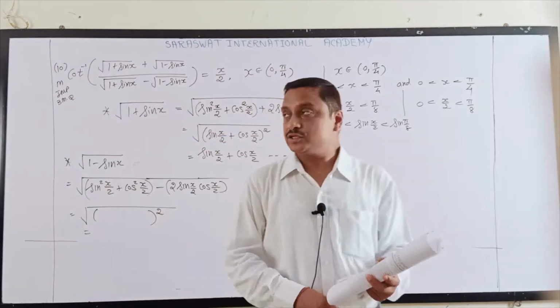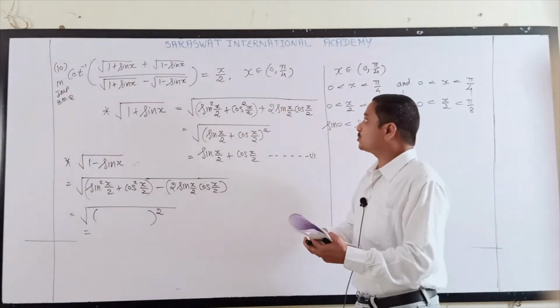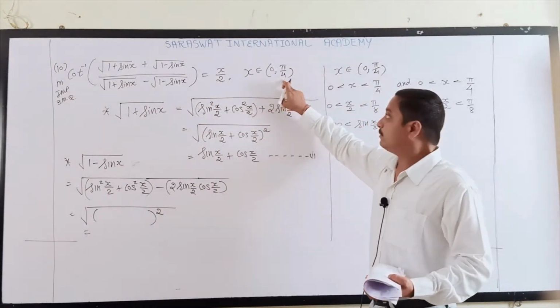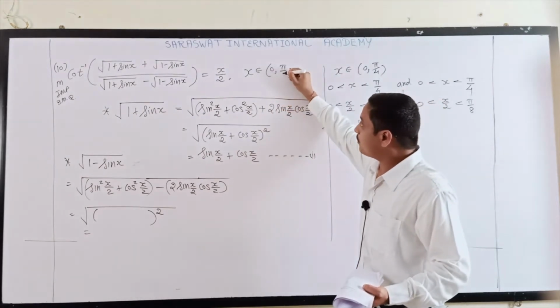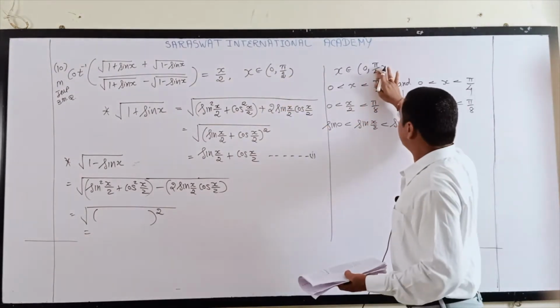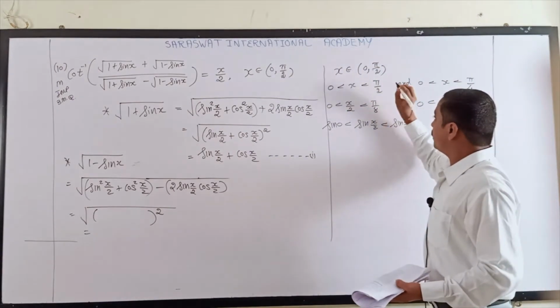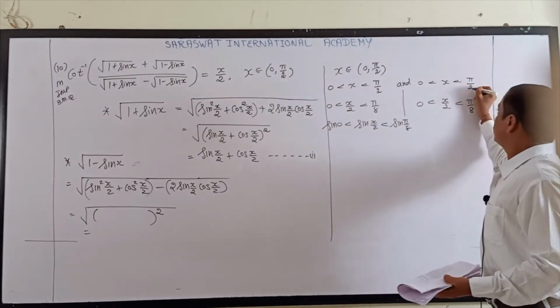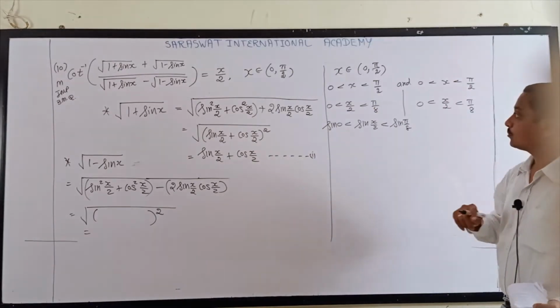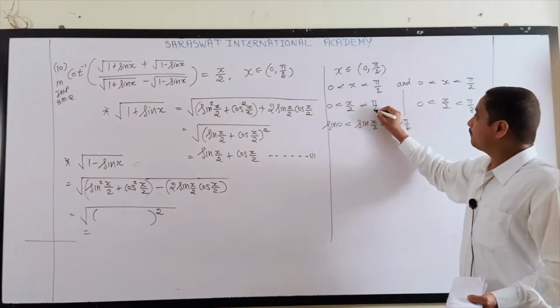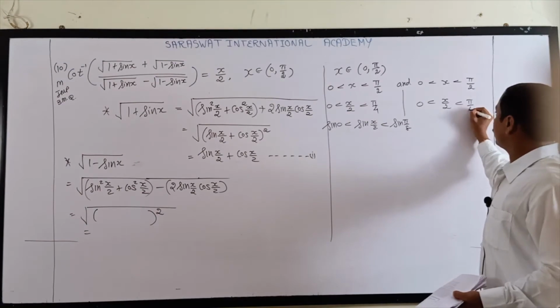Yes, now students, I think so here. One mistake in your question: not pi by 4, actually it is pi by 2. So I just rewrite again, here pi by 2, here also pi by 2. That's a mistake. So here pi by 4 definitely, same as here pi by 4.